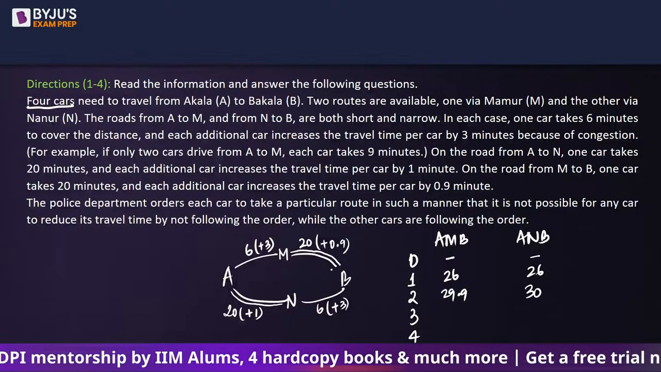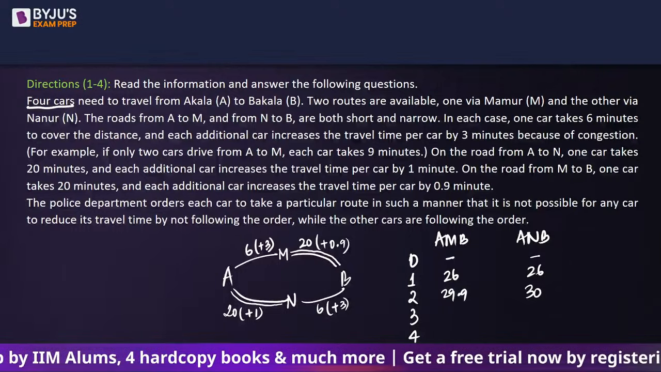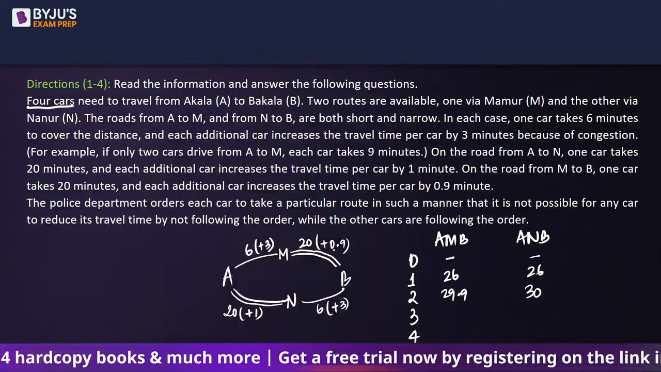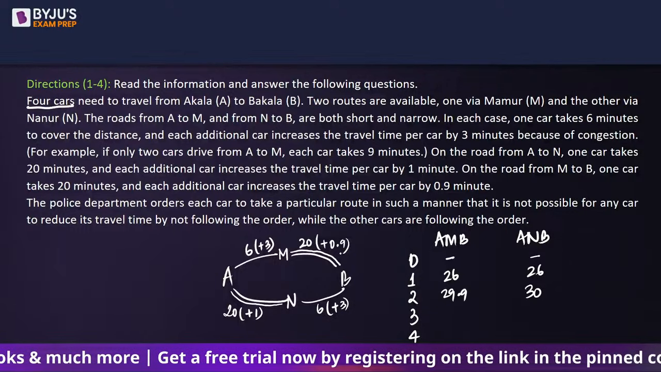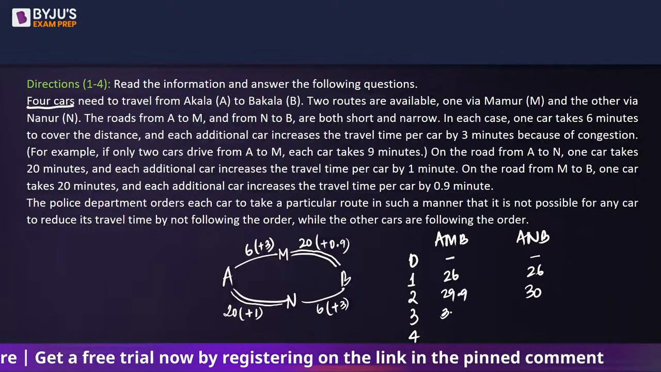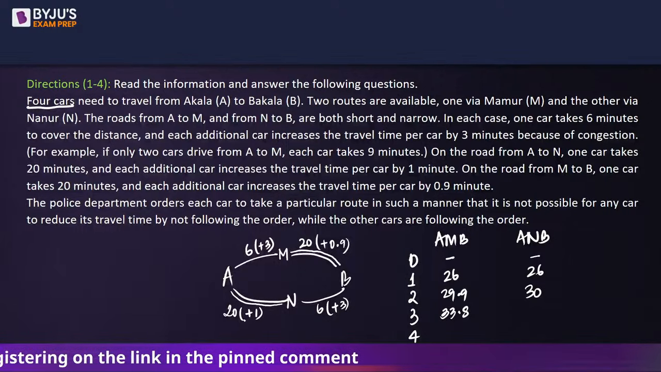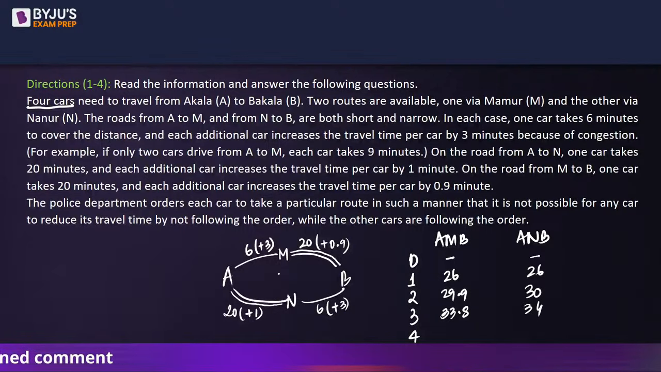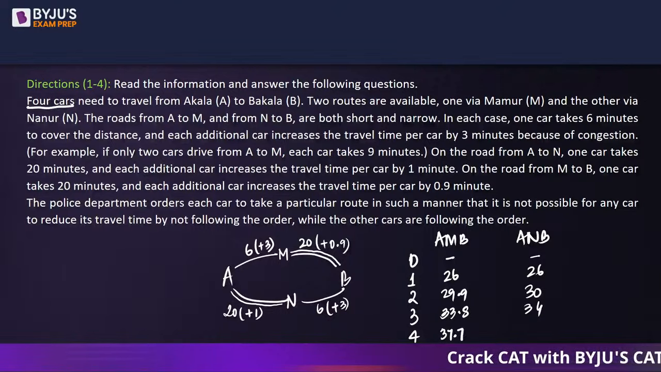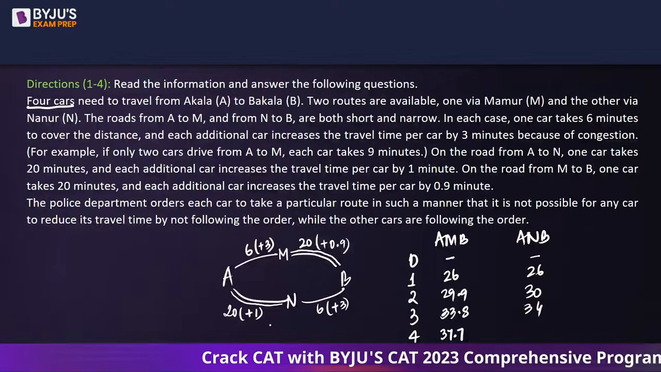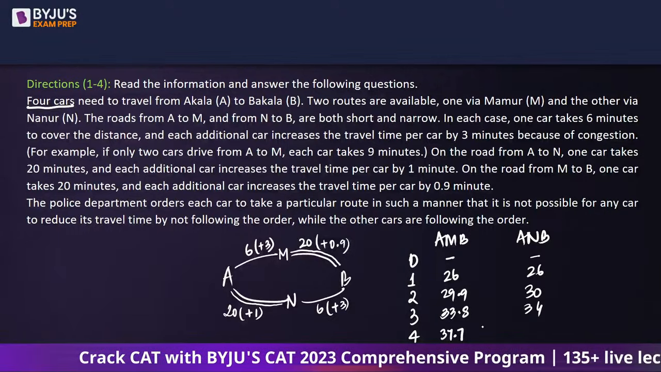3 cars on A, M, B will take 6 plus 6, 12, and 0.9 plus 0.9 is 21.8. 21.8 plus 12 is 33.8. In the case of A, N, B, it will be 22 plus 12, which will be 34. And if 4 cars go there, we will have 9 plus 6, 15, so 35.7 for A, M, B. And we will have 26 plus 12, that is 38 for A, N, B.